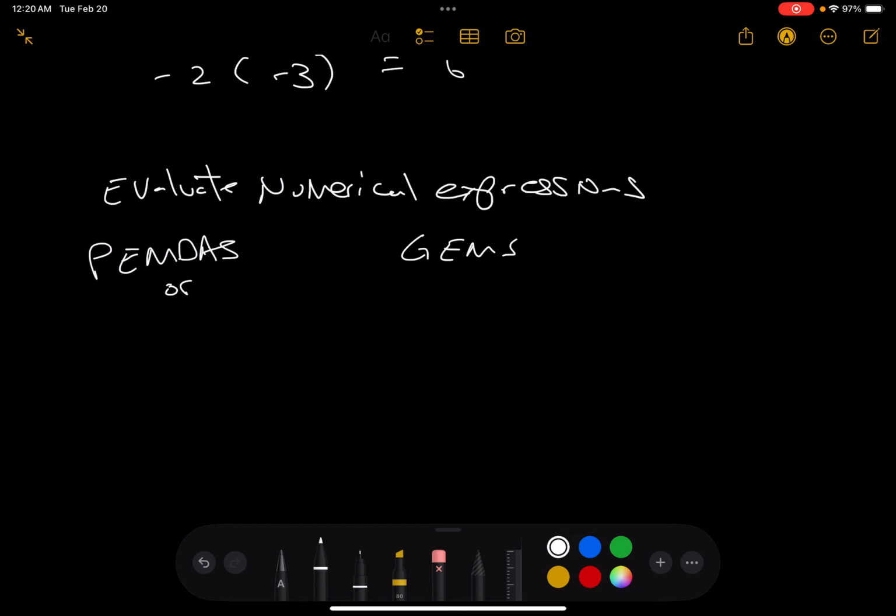If you had a problem such as negative 12 divided by 3 times 2, we don't do the multiplication first. When we have both division and multiplication, or multiplication and division in the same line, we go left to right. And in this case, it'll be negative 12 divided by 3, which is going to be negative 4, times 2, which is going to be negative 8. We don't do the multiplication first for this problem.